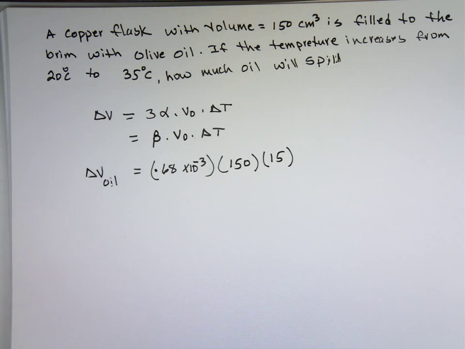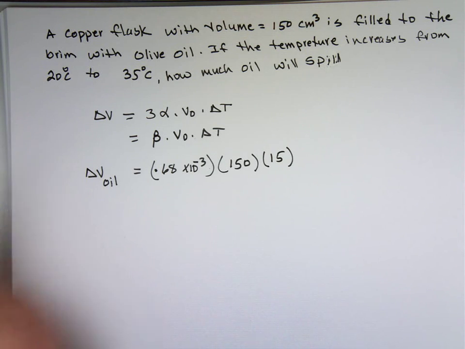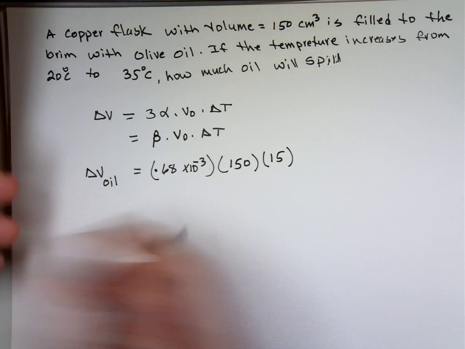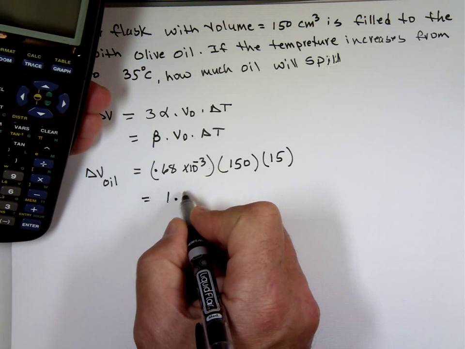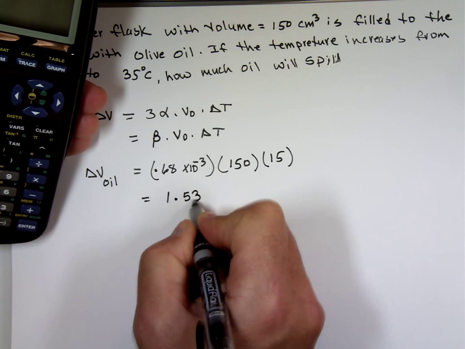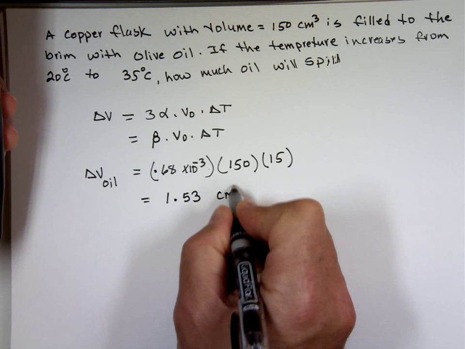So what do we have? 0.68 e to the negative 3 times 150 times 15. The change in the volume is 1.53 cubic centimeter. It was in centimeter.